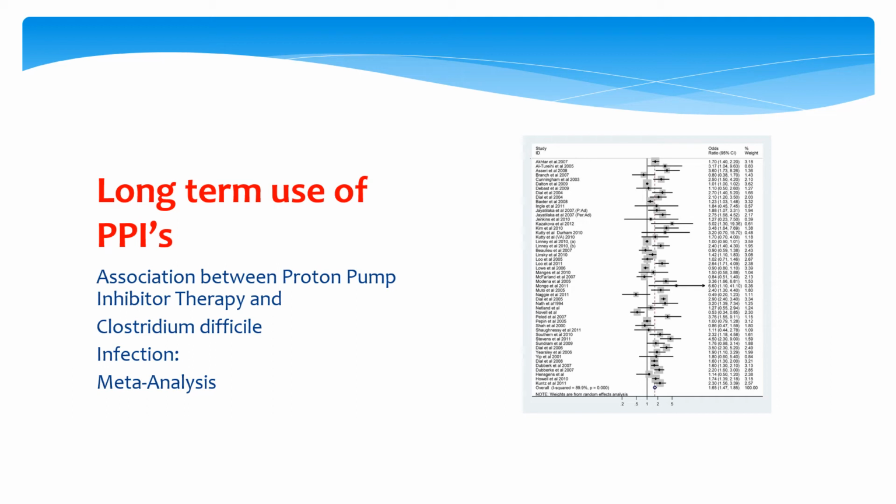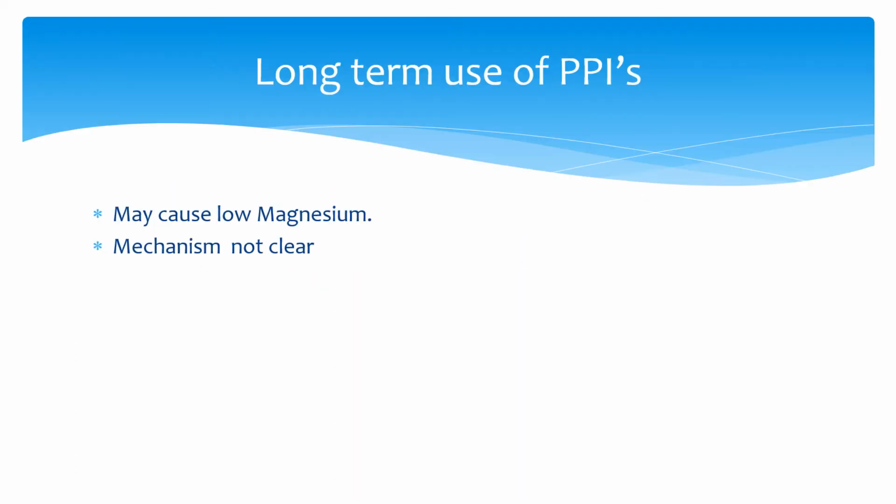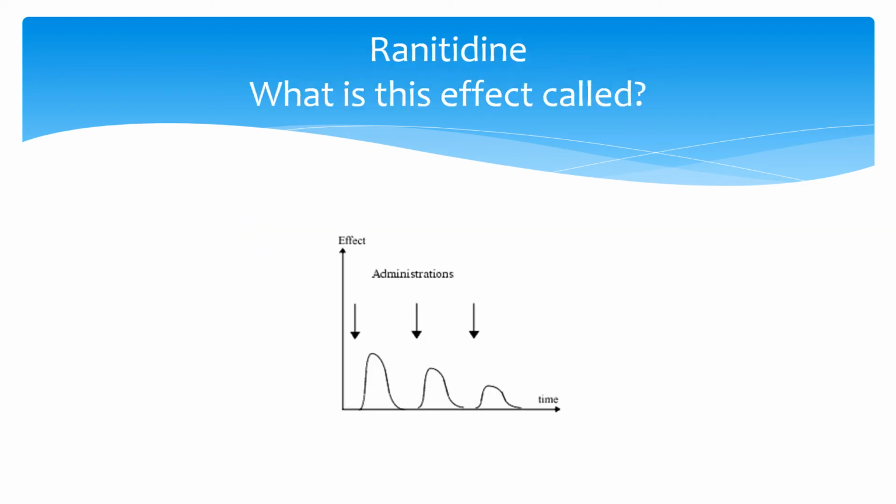There's also a slight risk of developing something called Clostridium difficile diarrhea, which is a diarrhea due to an infection from the Clostridium difficile bacteria, but again, that increase of risk is only ever slight. Very rarely it can be associated with a very low magnesium.